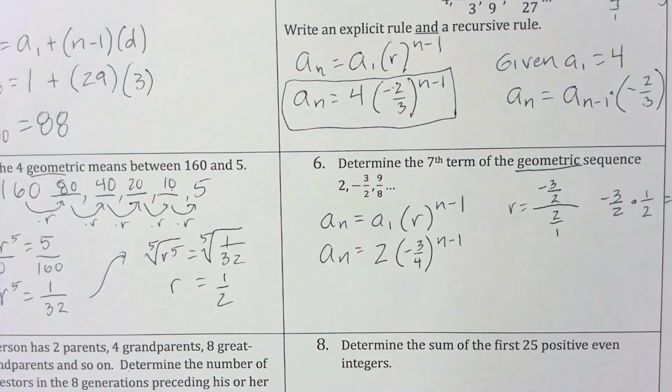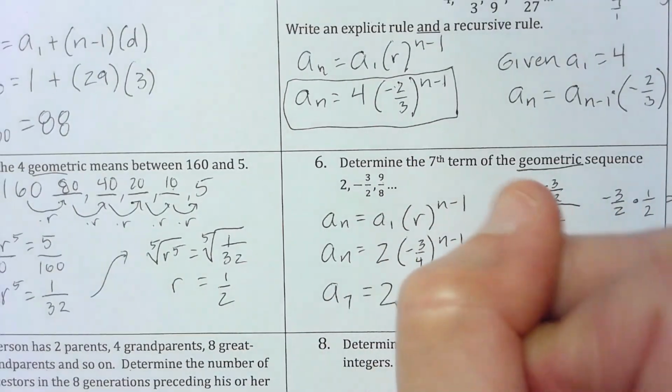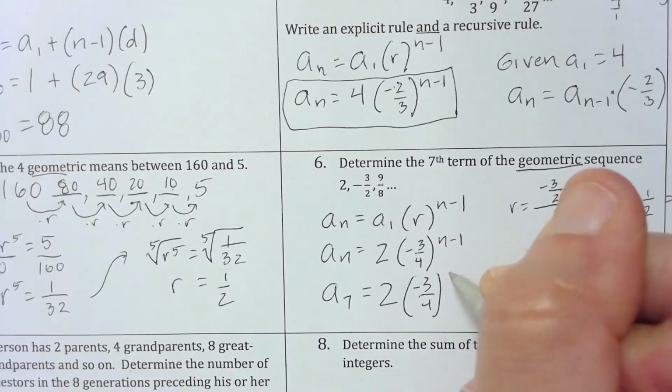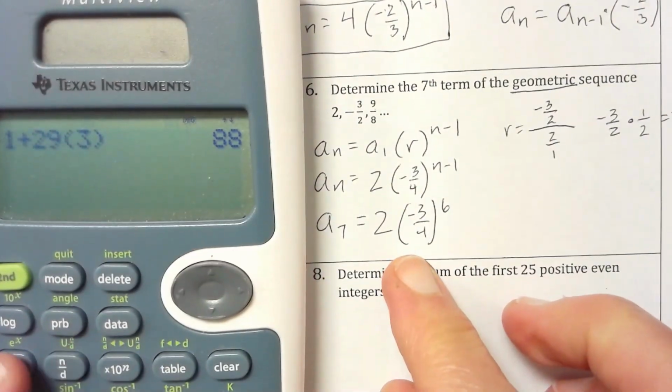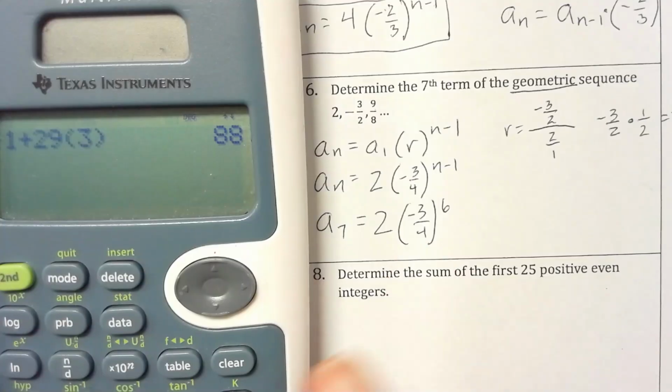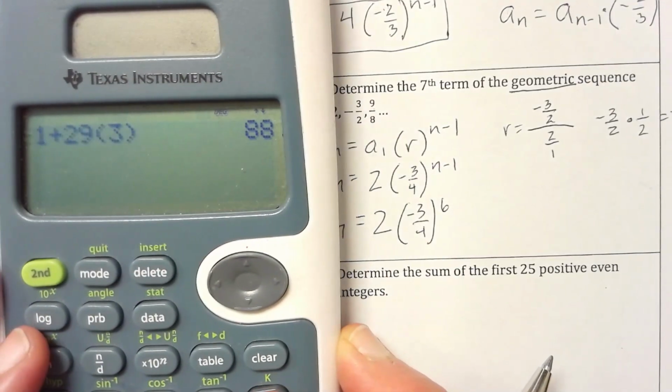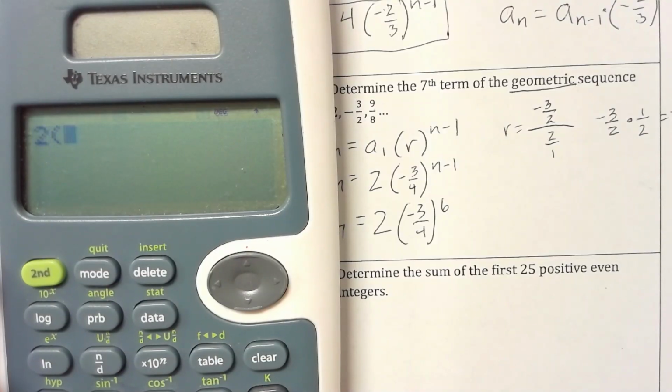Okay, so if I want to find the 7th term, it's a sub 7, -3/4 to the 6th power. And because I don't actually, I could probably do that in my head, but do I really want to? Not really. So I'm going to go ahead and put that in the calculator here. So 2, and then I have -3 divided by 4. Close the parentheses to the 6th power. I don't like that though, do I? No, I do not. I want that as a fraction. I think I'll do it as a fraction.